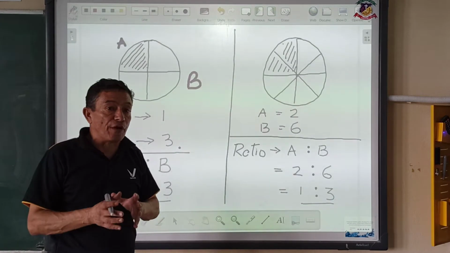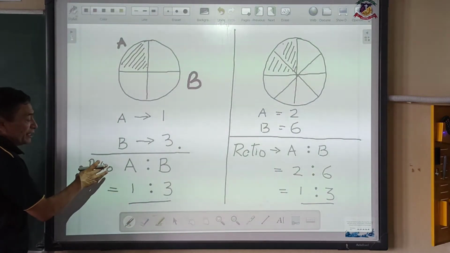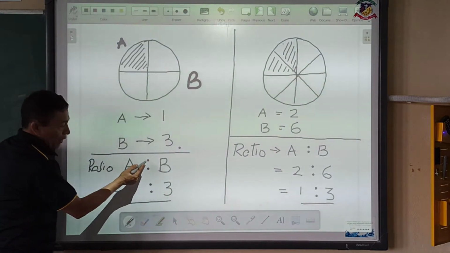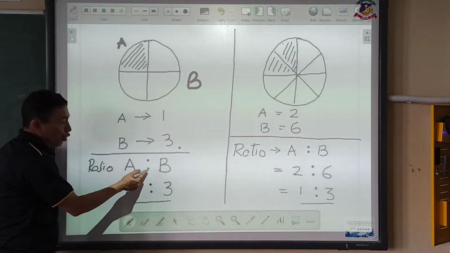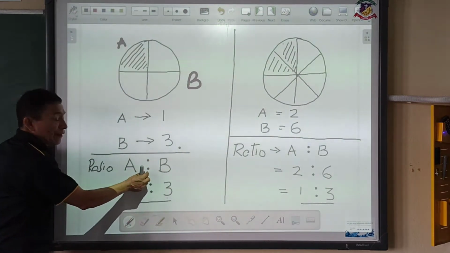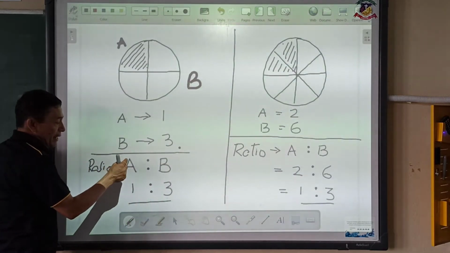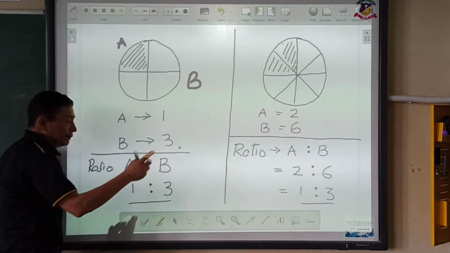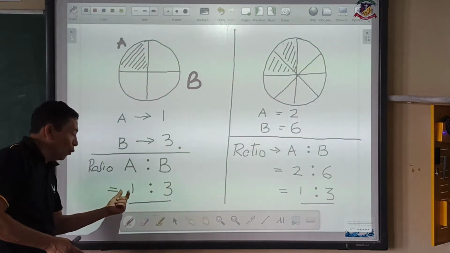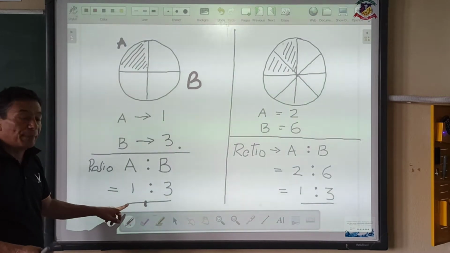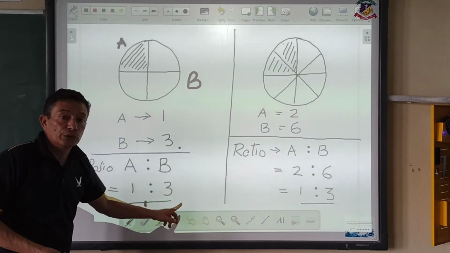Therefore, in terms of ratio, we can say A is to B. Now, you can have a look at the 2 dots over here. This is read as "is to". So, I read the whole thing as A is to B. Now, A is to B will be 1 part is to 3 parts. So, the ratio will become 1 is to 3.